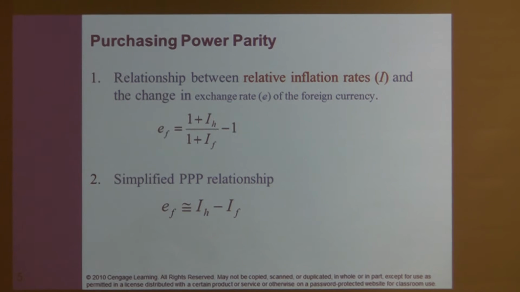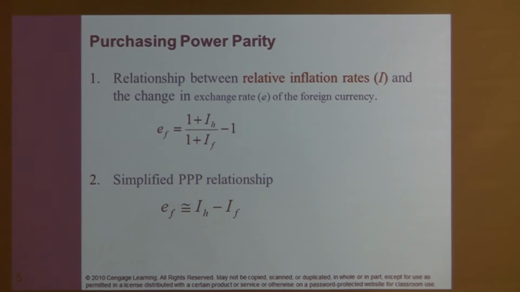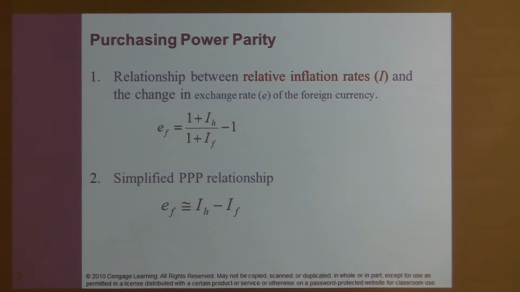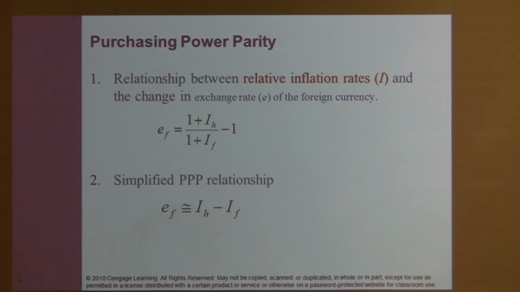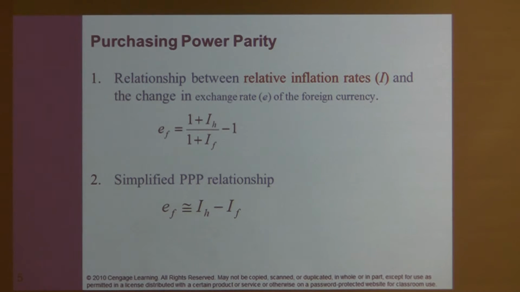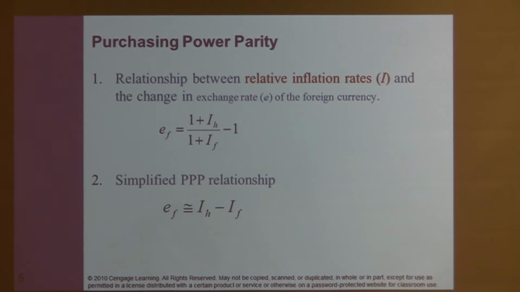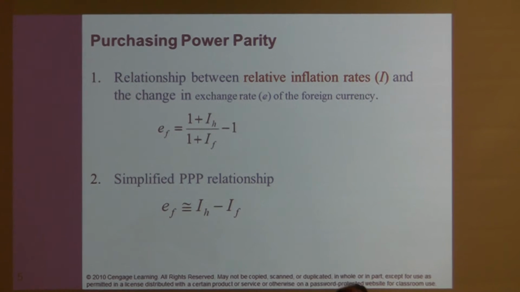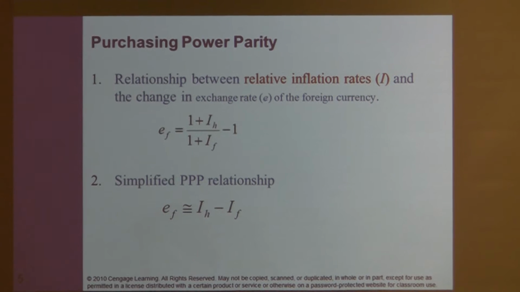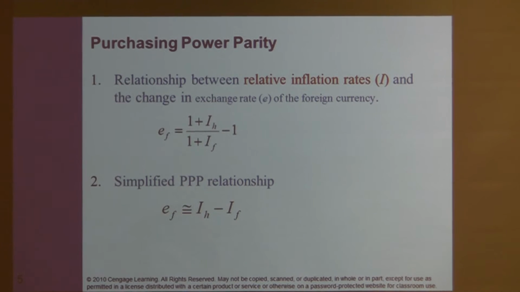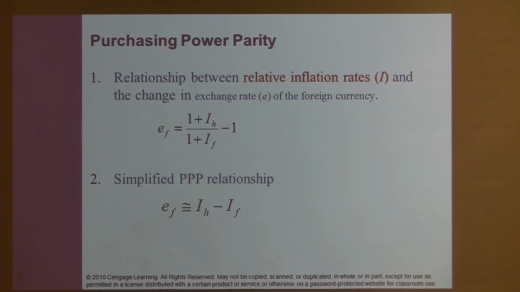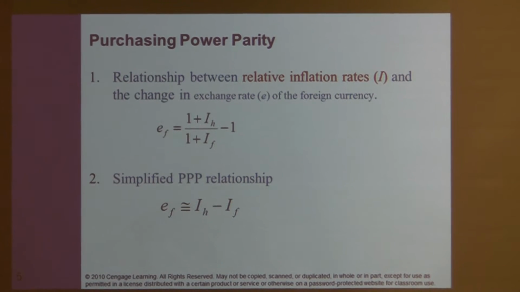Okay? So here, the change in the exchange rate is equal to 1 plus inflation in the US divided by 1 plus the inflation in the foreign country. Okay, so this is what we have. That is like a strict way to look at the purchasing power parity. You cannot see the board? Okay.